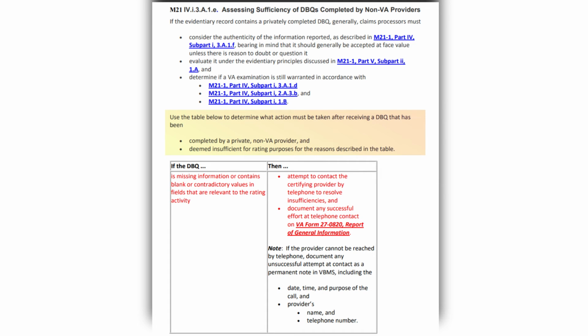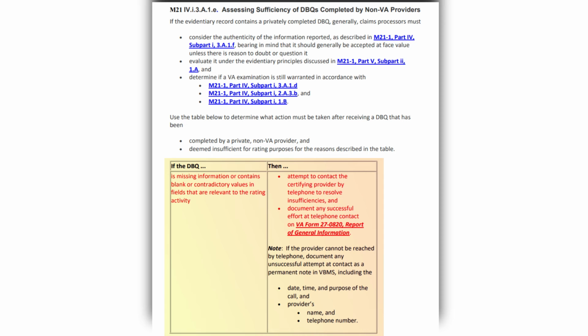Use the table below to determine what action must be taken after receiving a DBQ that has been completed by a private non-VA provider and deemed insufficient for rating purposes for the reasons described in the table. Okay, so I only highlighted one. There are some other reasons that possibly could make the DBQ insufficient. But the one I highlighted says if the DBQ is missing information or contains blank or contradictory values in fields that are relevant to the rating activity, then attempt to contact the certifying provider by telephone to resolve insufficiencies. Now, I can tell you 9.9 times out of 10, they will not make that call. They're going to schedule a C&P exam with their examiner.